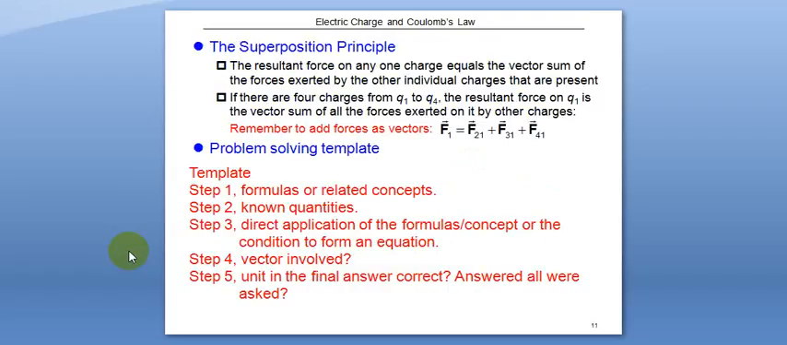And here is a template for the solution of Coulomb's law problems. Step 1: formulas of related concepts. Step 2: known quantities. Third step will be direct application of formulas, concepts or conditions to form an equation. Fourth step, factor involvement. Fifth step, unit of the final answer, and the answer to what was asked.